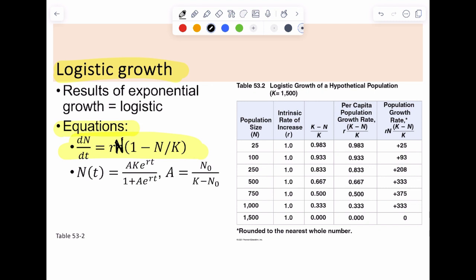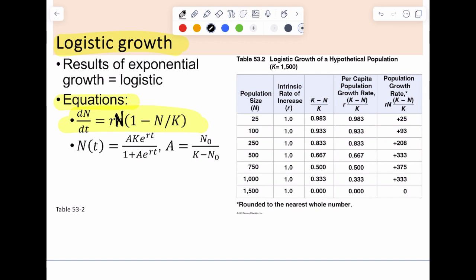So its differential equation, how we describe its growth, has one component that looks familiar. That part that I just boxed, that was exponential growth. This portion right here that's new, in blue, is what we would call the regulation component. What do we see? As n approaches k, so whatever k is, like k strategists.